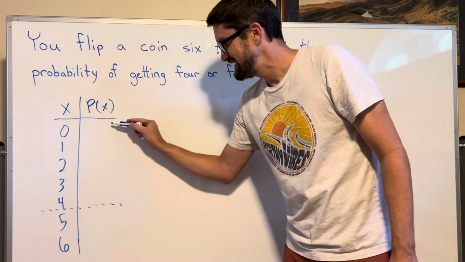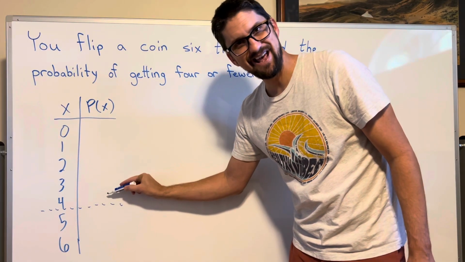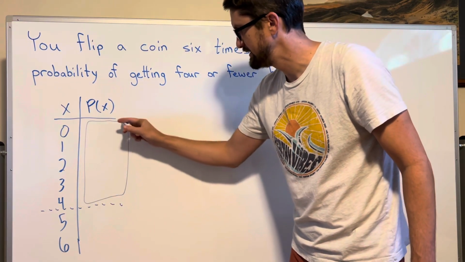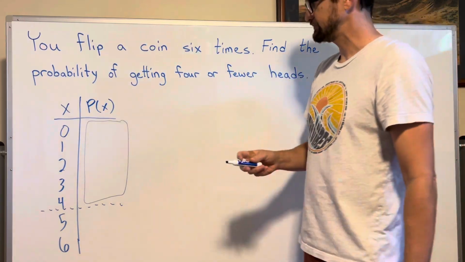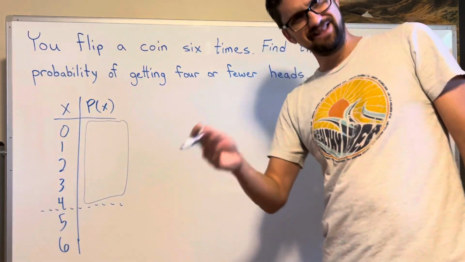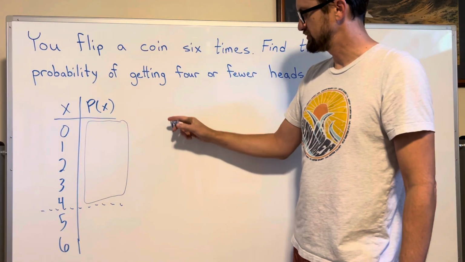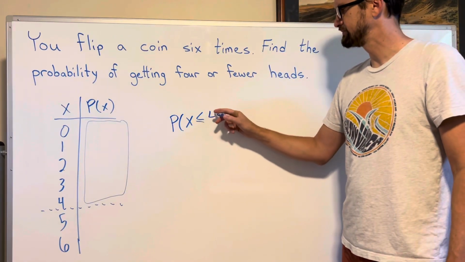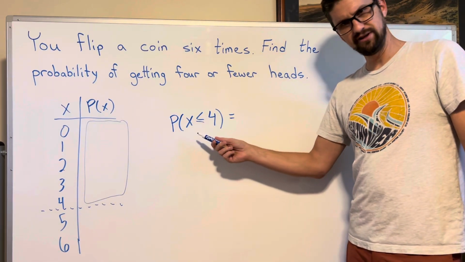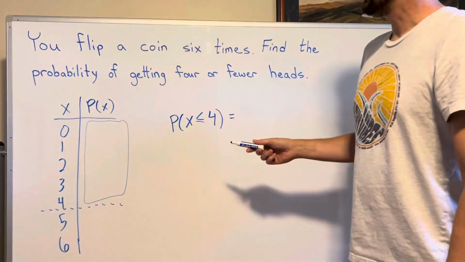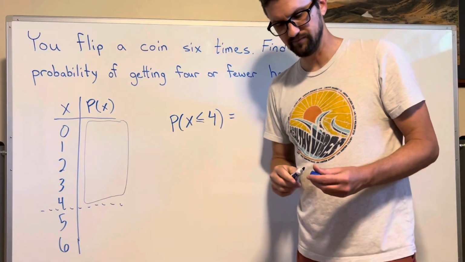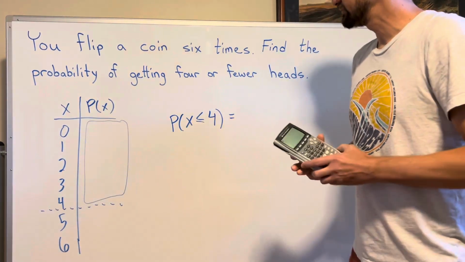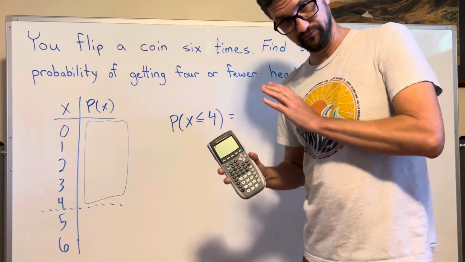So that's going to be all these probabilities added together. We want all of these probabilities added together. Now you can find them all individually and then add them together. But there's a way to do this all in one shot. So we want the probability that X is less than or equal to 4, which is going to be all of these added together. And what you can do is the calculator will add them all together in one shot.